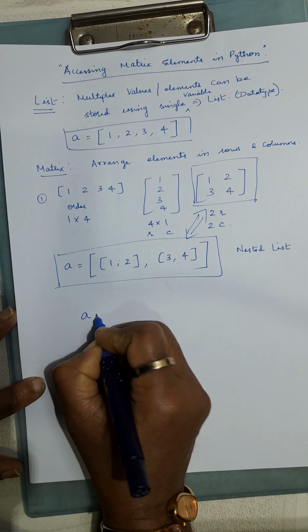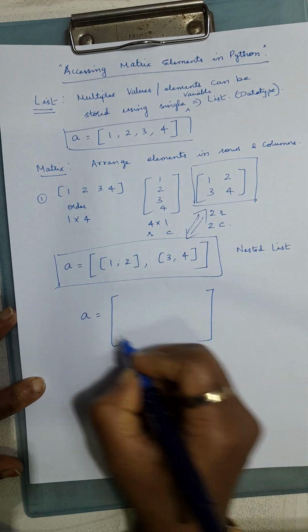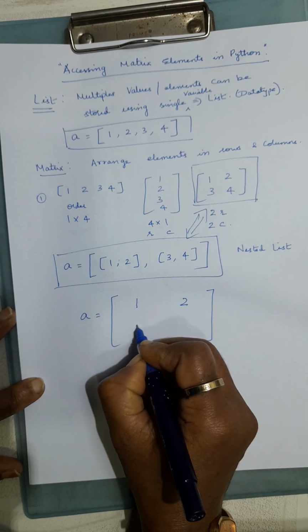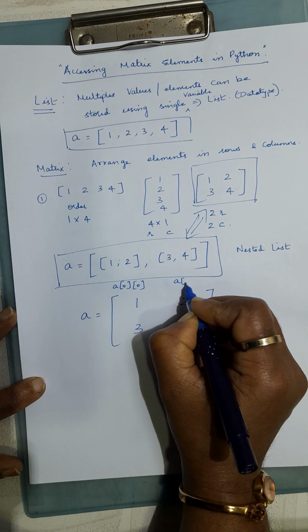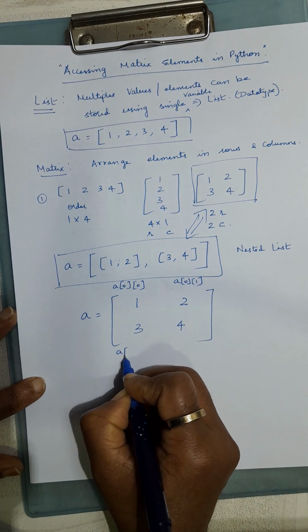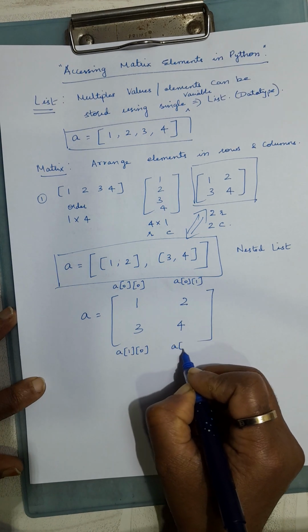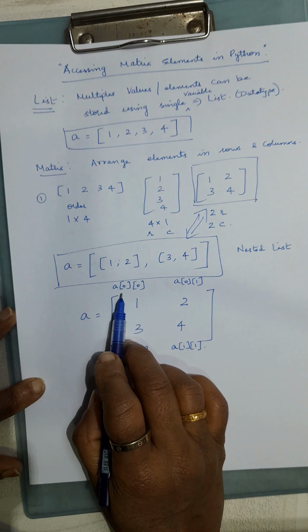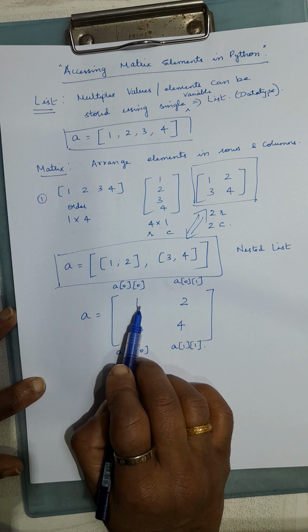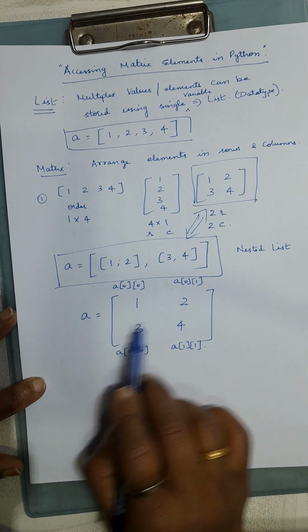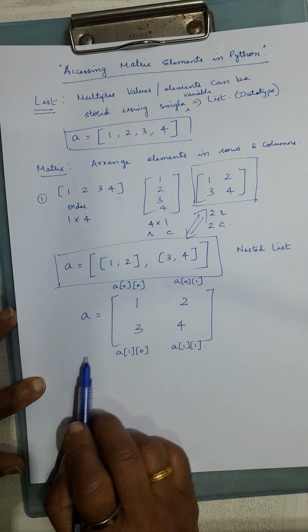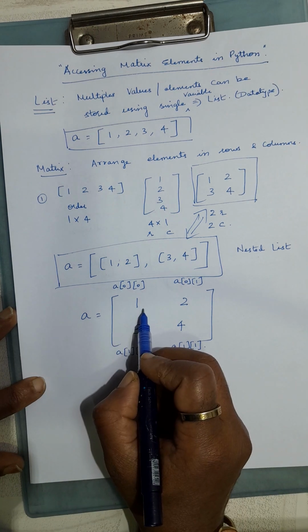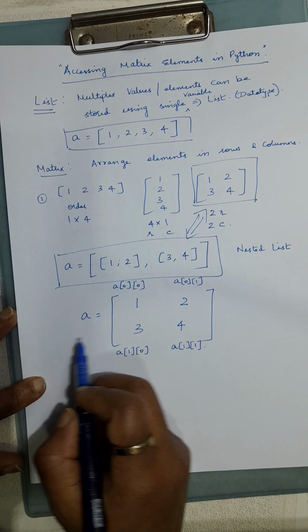Before that, we'll learn how to access matrix elements. Suppose we have 1, 2, 3 and 4. The indexing will be A of 0 of 0, A of 0 of 1, A of 1 of 0, A of 1 of 1. A of 0 of 0 means the 0th row, 0th element; 0th row, first element; first row, 0th element; first row, first element. This is how we place the values of the matrix and retrieve the values of the matrix in the same order.